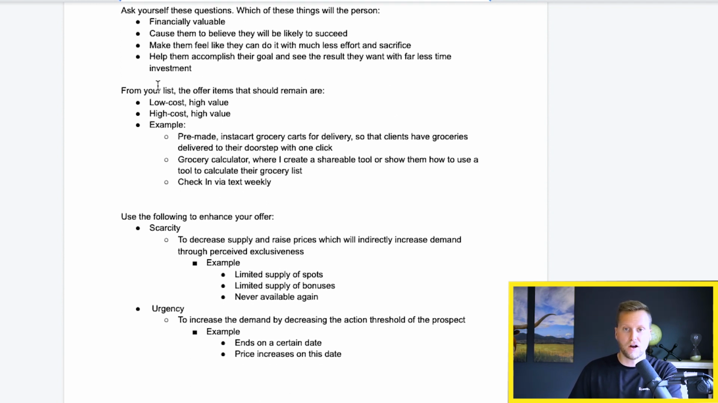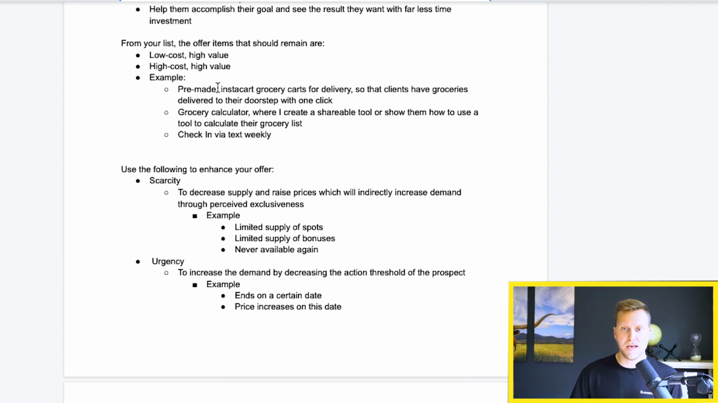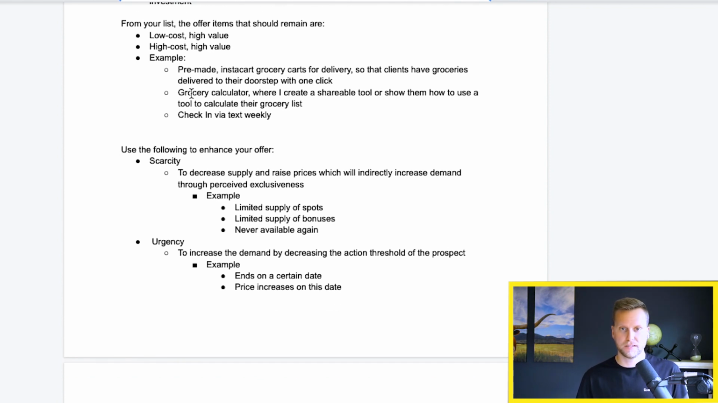Now, from that list, the offer items that should remain are low cost and high value, or high cost and high value. So an example would be pre-made Instacart grocery carts for delivery, so that the clients literally all they have to do is click a button and they have it at their doorstep, right? Another example would be a grocery calculator, where they can create a shareable tool that's calculated for their grocery list. Now, this could be something that you take 5 or 6 hours to create, but it's created one time. You can share it with multiple different people.